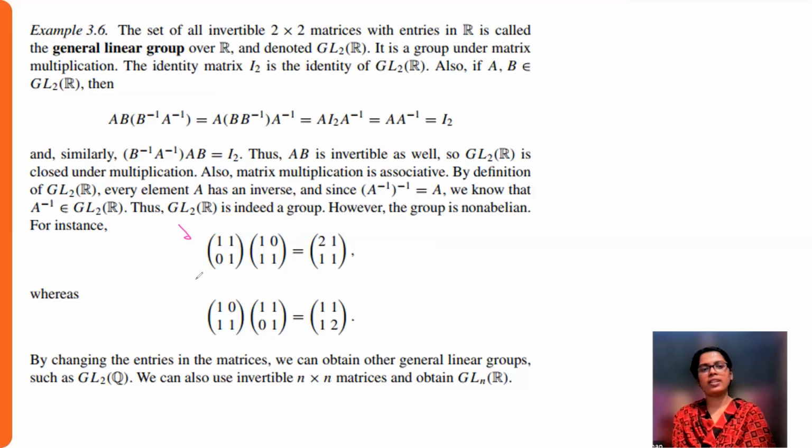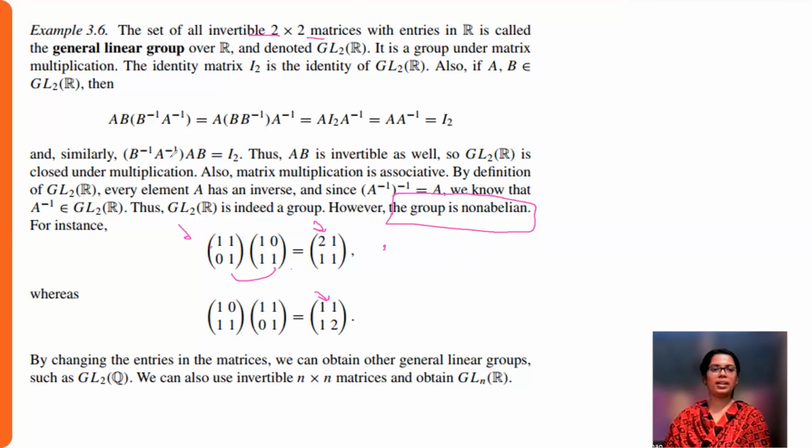So here they have given a basic example. If you multiply this matrix 1, 1, 0, 1 with this matrix, you get this matrix. Similarly, if you change the order of the matrix multiplication, you get the other matrix. That means this matrix multiplication is not abelian, so we can say that this is a non-abelian group. The set of all invertible 2 by 2 matrices over R forms a group, but the group is not abelian.